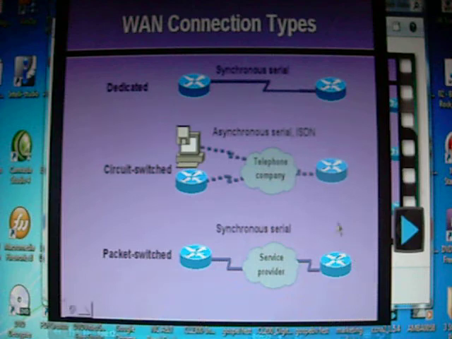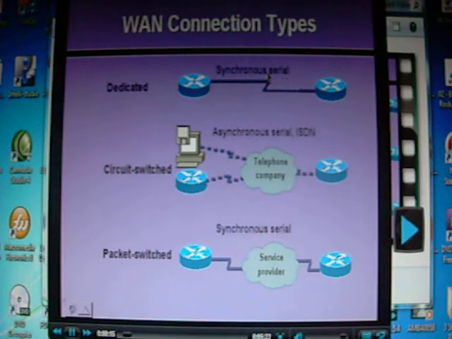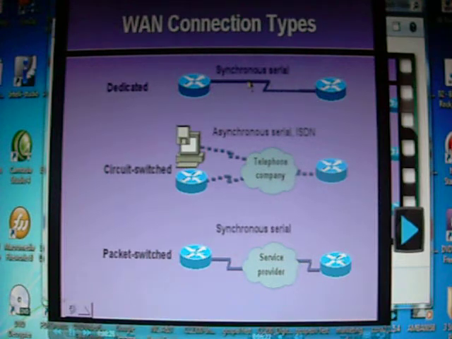Most of them are 1 bit at a time. None of them are parallel that I know of. So a dedicated connection, which we've been using in here, an example of that would be like a dedicated T1, and that's called synchronous serial. Synchronous means that the clocking is embedded within the signal.